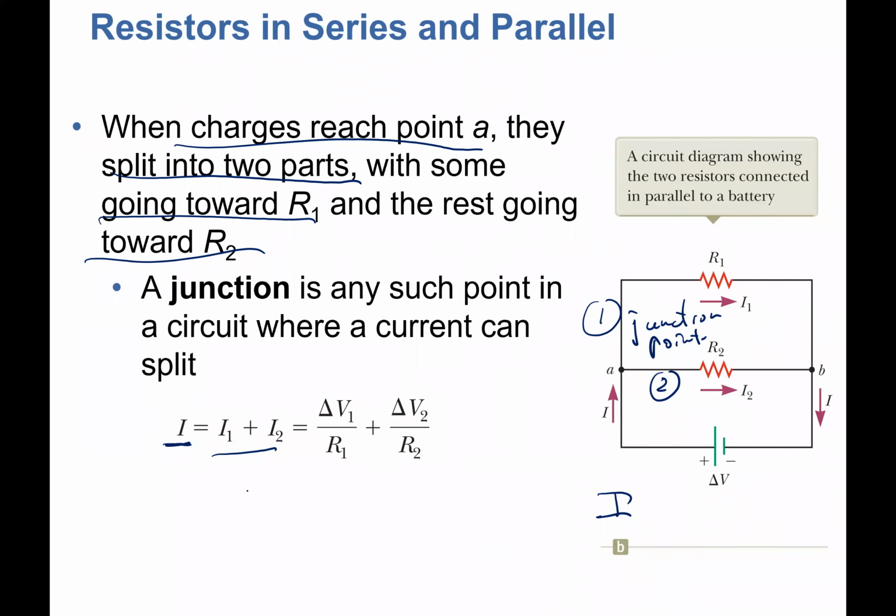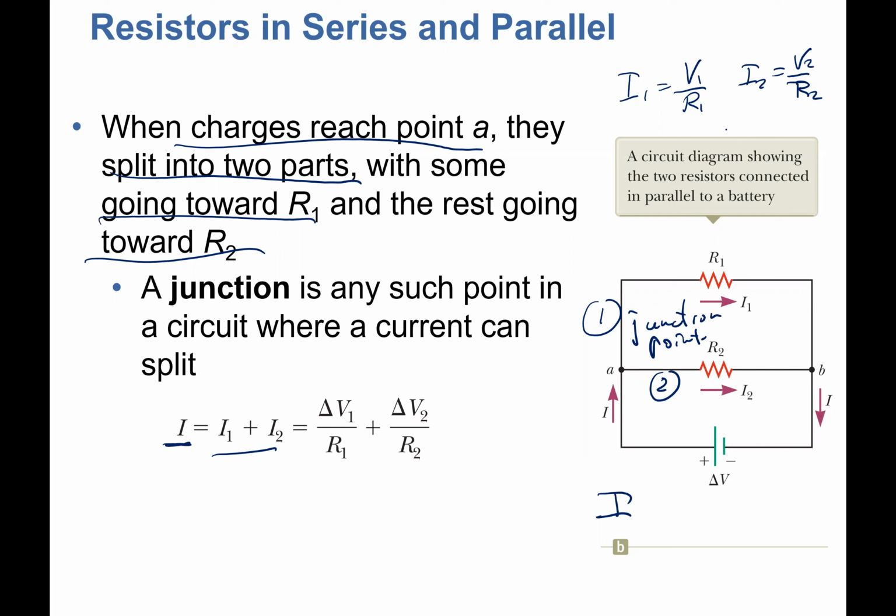Now, which one will get the most current? Well, it depends on this. Current 1 is equal to V1 over R1, and current 2 is V2 over R2. Since V1 and V2 are the same, current 1 and current 2 basically depend on R1 and R2. In this case, the one with the smaller resistor gets the most current. You can think of it like this: the current is greatest where the path is less resistive. Most of the current goes to the less resistive path.